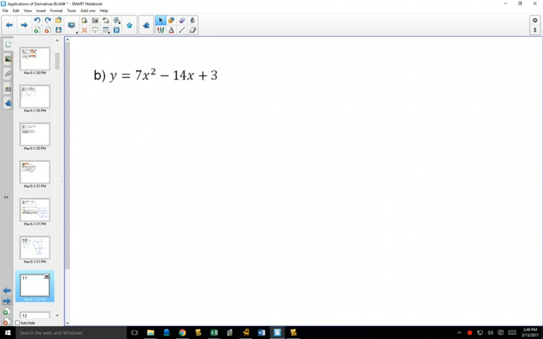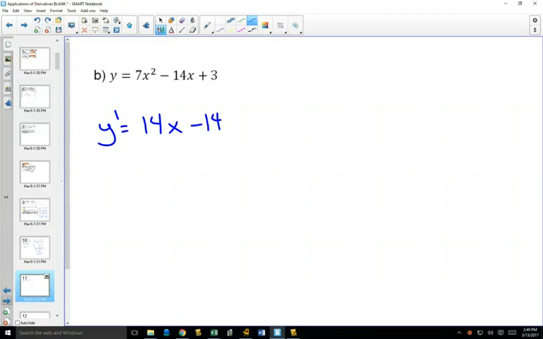Here's another parabola. Again, similar idea. We will always take the derivative, set it equal to 0 to find our critical point. Check for non-permissible values in our original function and in our derivative. This one has no non-permissible values, so our only critical point is 1.